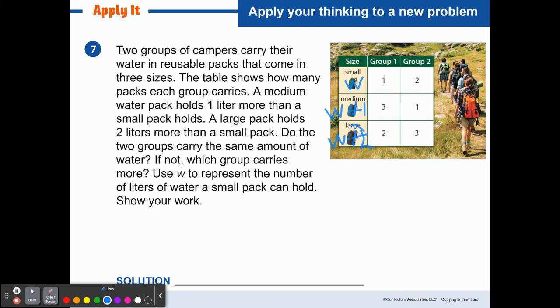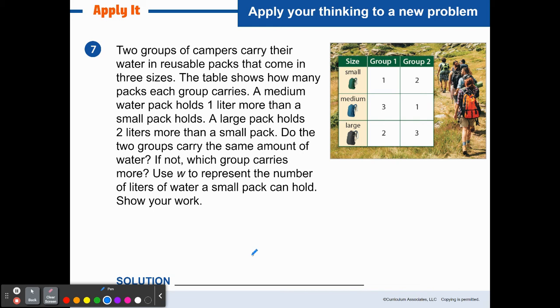So for group 1, as far as the small, they have 1 W. So we would represent that with W. For the medium, they have 3 of this amount. So they have 3W plus 3. I'm going to clear this. That is too small for me to write on. So I'm going to write this in the larger space here.